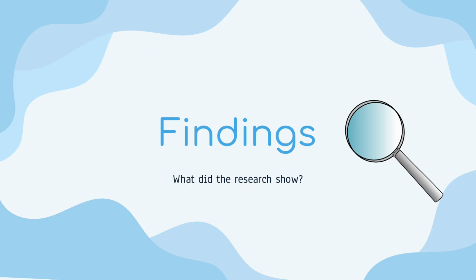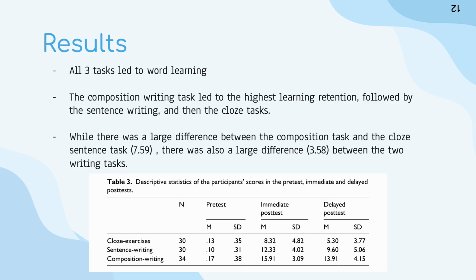So our next section is going to be the findings. So what Zhao's research showed and how this connects to the hypothesis. So the results of this research showed that all 3 tasks led to word learning. And this is important to note because it does confirm that the closed sentences, the sentence writing, and the composition writing led to an understanding of the vocabulary words that the students did not have before. So all learners left understanding those 10 words more than they did when they first came in.